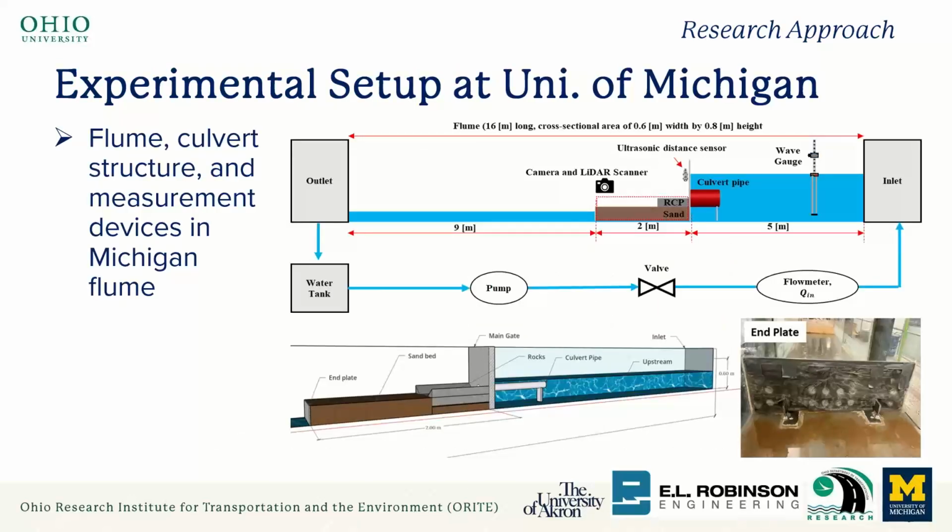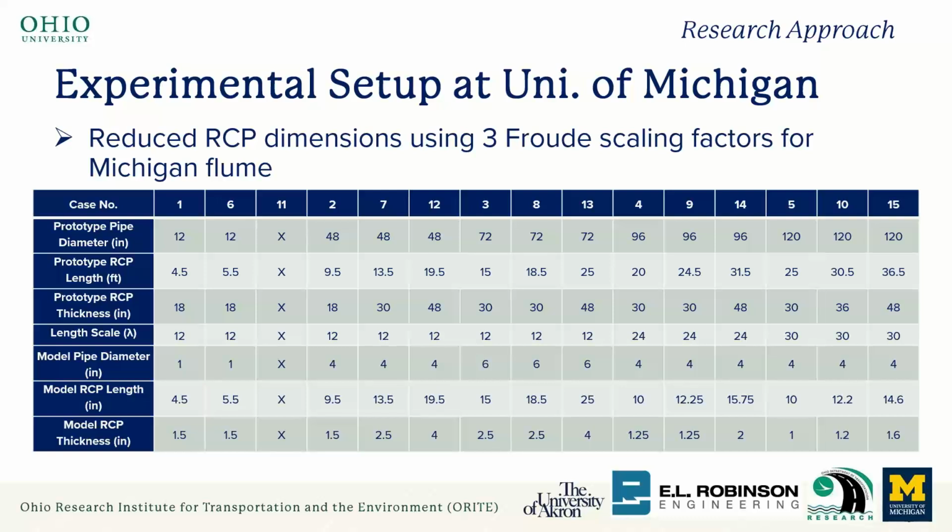So this is the Michigan side. Michigan has a large teaching flume, an open channel flume. It's quite long, 60 meters long. The concept is similar. They also set up a bed area, culverts, and end plates. So a different lambda, different scale factor, and yeah, it's very similar. I think we're almost the same except for one or two experiments. So again, also the same thing.